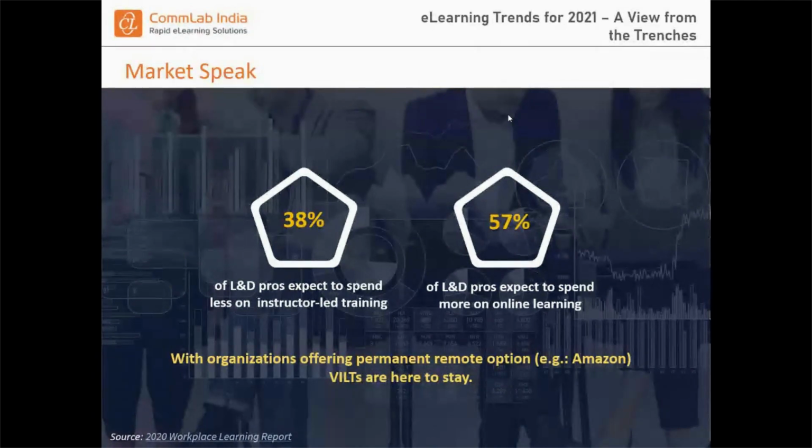However, I think all of us intuitively know, and based on our own experience over the past couple of months, that VILTs, even though the spend is not going to be as high as that for online training, e-learning, it is here to stay. Because especially with many organizations offering their workforce permanent remote working options, there is just no other way to accommodate those kind of trainings which are best dealt with in a classroom. So VILTs are clearly here to stay, even though budgets may be higher for e-learning.